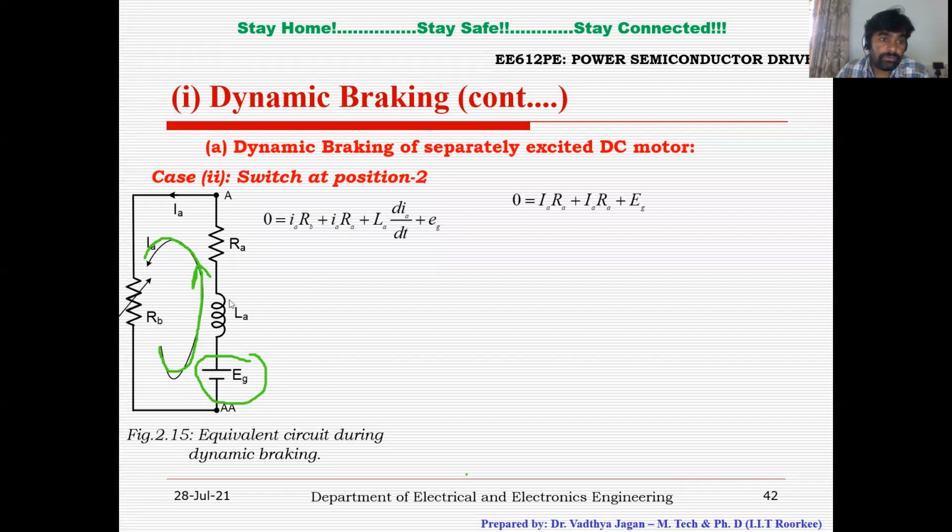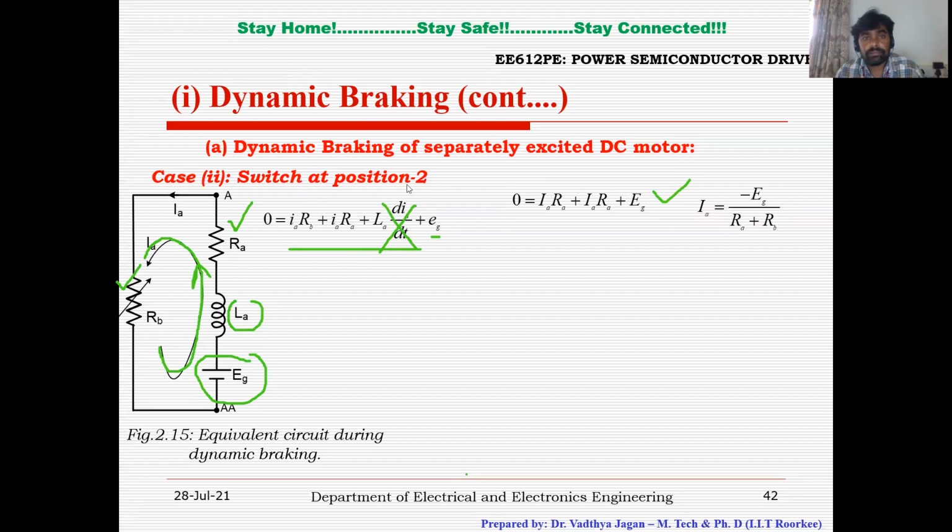Now you just apply KVL. You know that the drops across all the elements in a closed loop should sum to 0. So we have the drop due to IA RA, the drop due to IA RB, the drop due to the inductor, and the back EMF. This is the instantaneous voltage. Now for the average voltage equation, I make the average voltage across the inductor equal to 0. From this I can write the equation for the armature current, which is minus EG divided by RA plus RB.